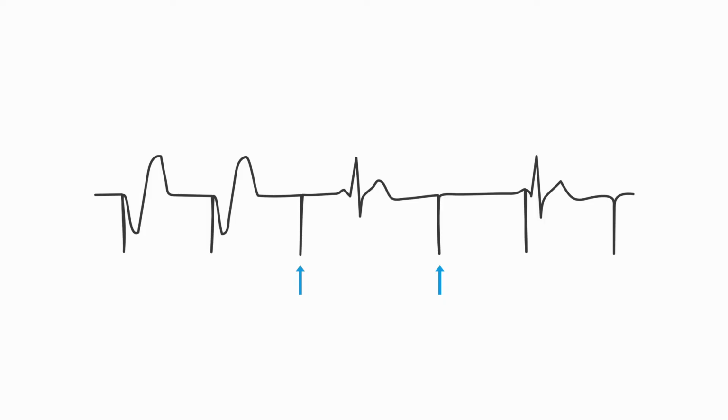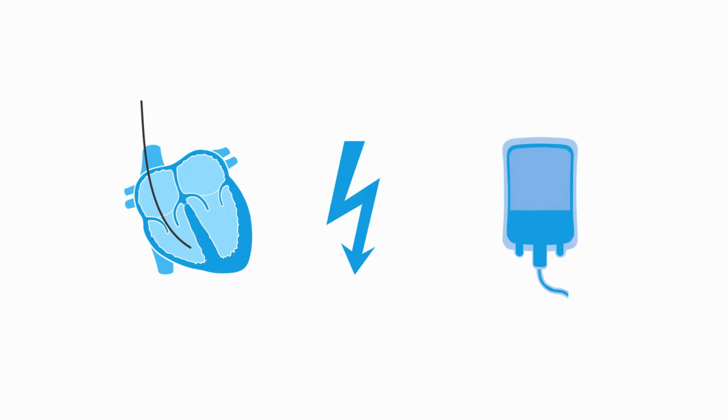The blue arrows on the strip show pacer spikes that are not being captured, meaning they're not followed by a wide QRS. This may be because the wire is not making contact with the ventricle wall, or the output is too low, or the patient has significant electrolyte abnormalities like hyperkalemia. The solution is to reposition the wire, usually by slightly moving it forward, or increasing the output, or fixing the electrolytes.